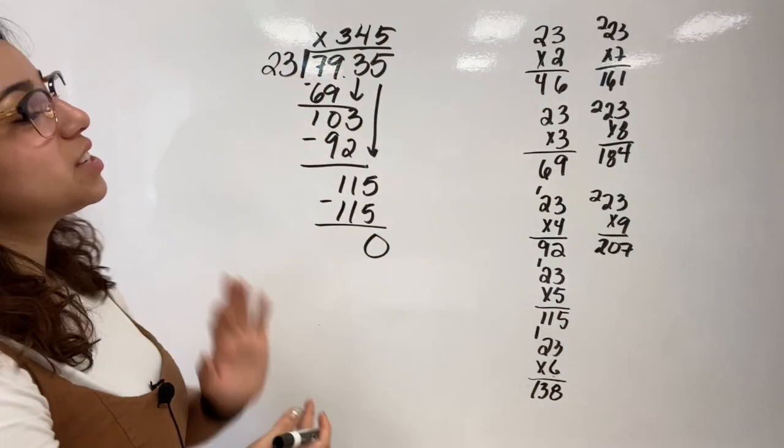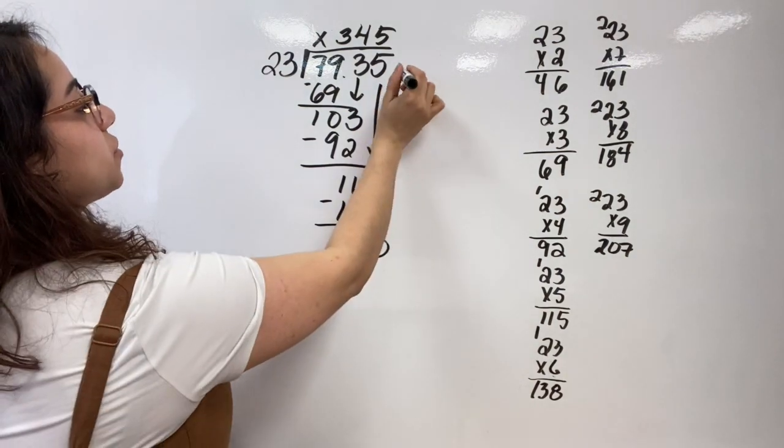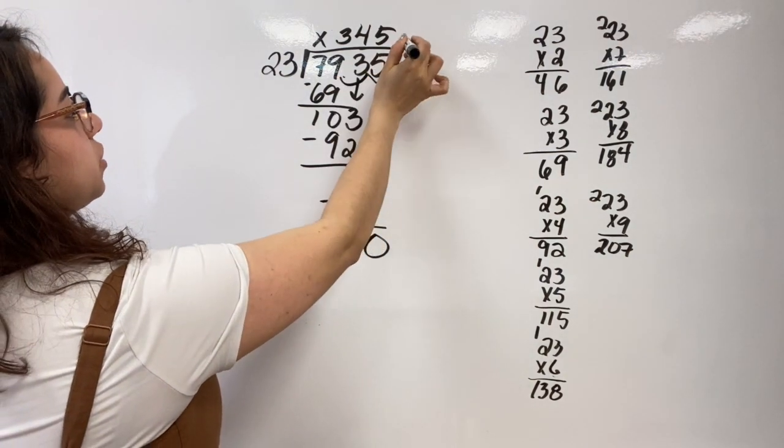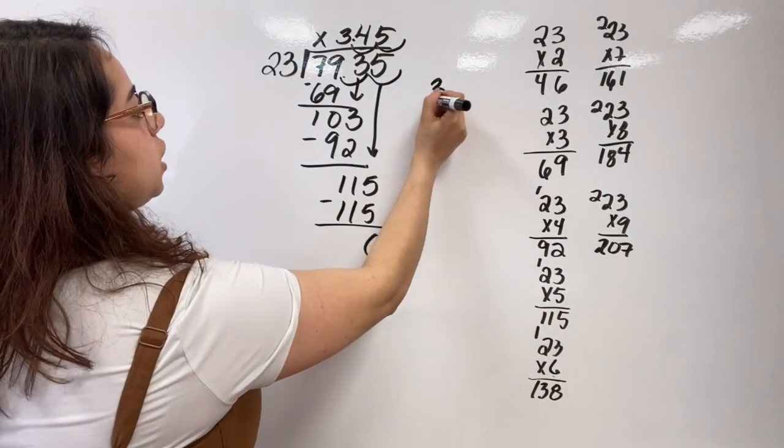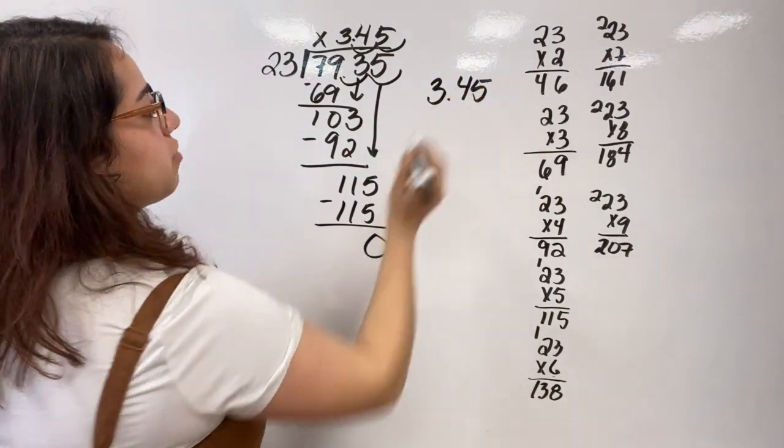So now that I have this, I just need to count my loops and I'm done. So over here, 1, 2. Over here, 1, 2. So the answer is 3 and 45 hundredths.